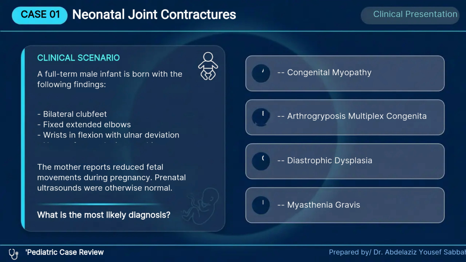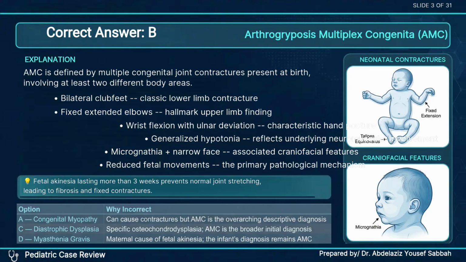What is the most likely diagnosis? Option A, congenital myopathy. Option B, Arthrogryposis multiplex congenita. Option C, diastrophic dysplasia. Option D, myasthenia gravis. The correct answer is option B, Arthrogryposis multiplex congenita. Arthrogryposis multiplex congenita is defined by multiple congenital joint contractures present at birth involving at least two different body areas.